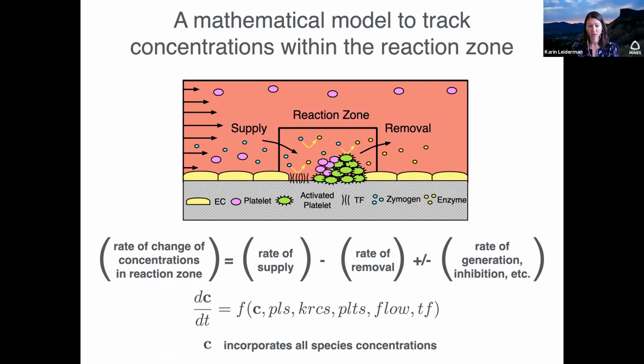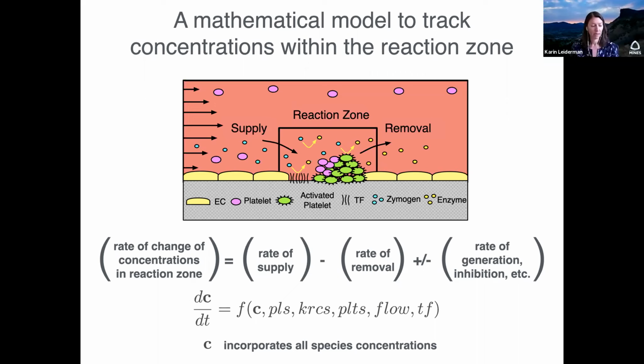All of those zymogens, enzymes, platelets, and things that are bound to the platelets and bound to the subendothelium too. You don't need to know what a differential equation is necessarily. All these equations have a similar form, where the rate of change of a concentration in time is set equivalent to the rate that something is coming into the zone minus the rate that thing is moving out of the zone, plus or minus whatever is being generated or inactivated within the zone. So it's just this balance of rates.